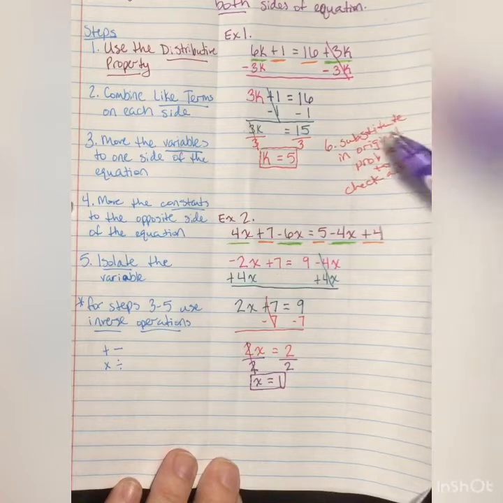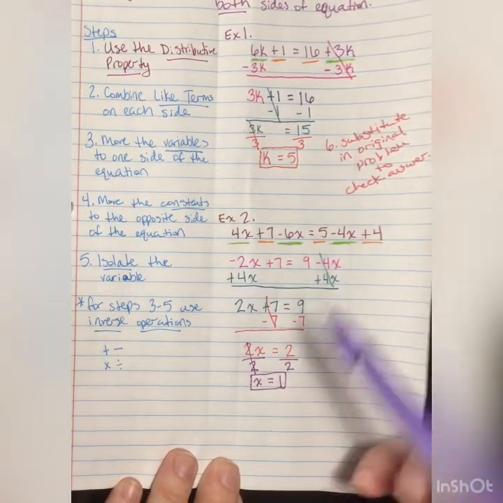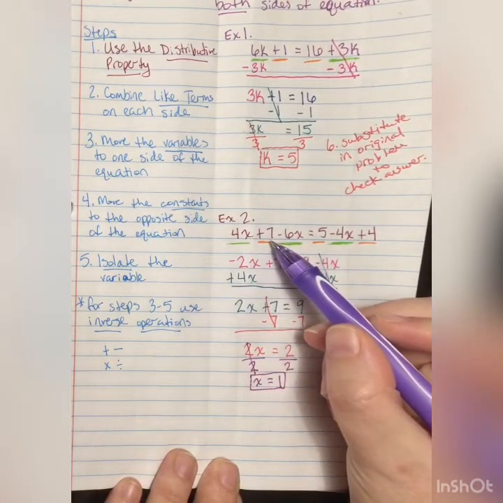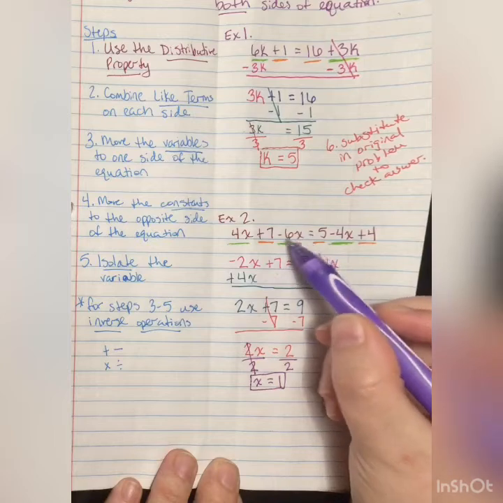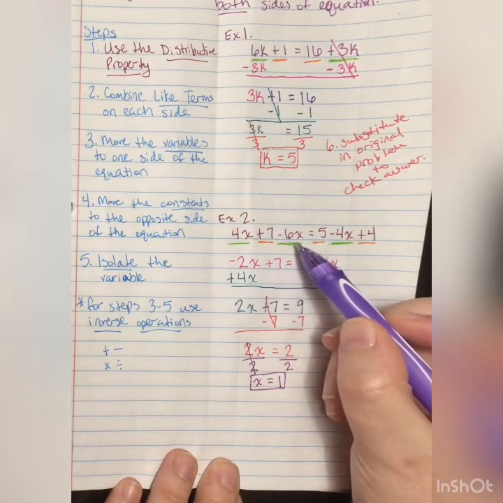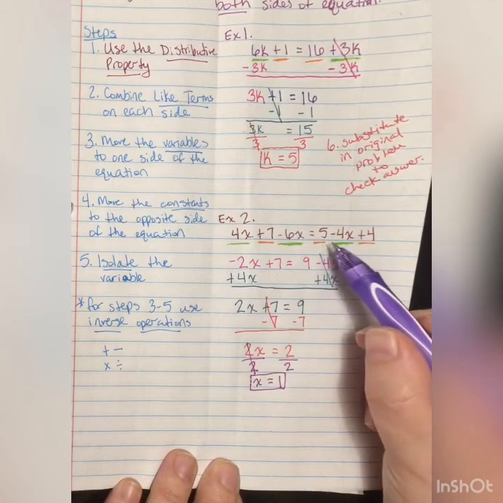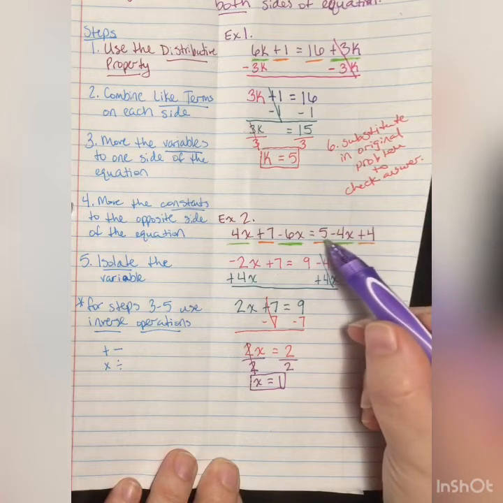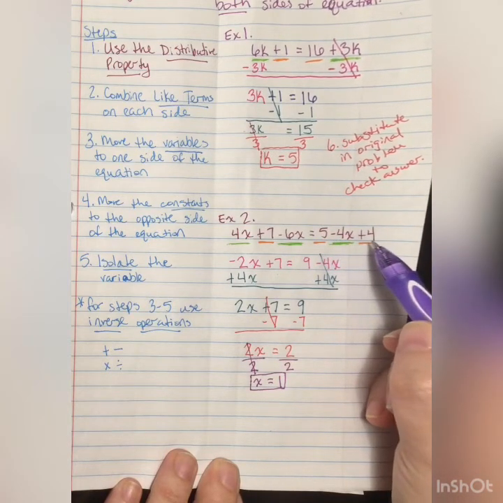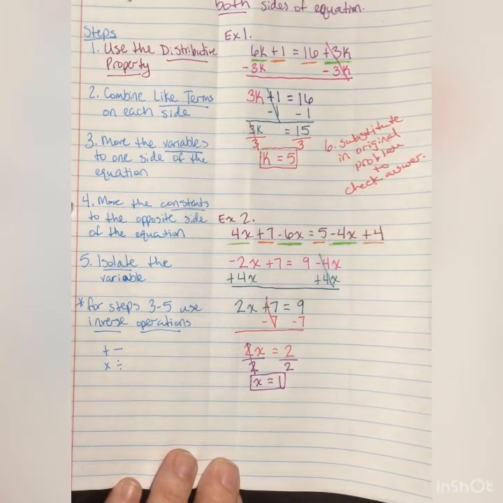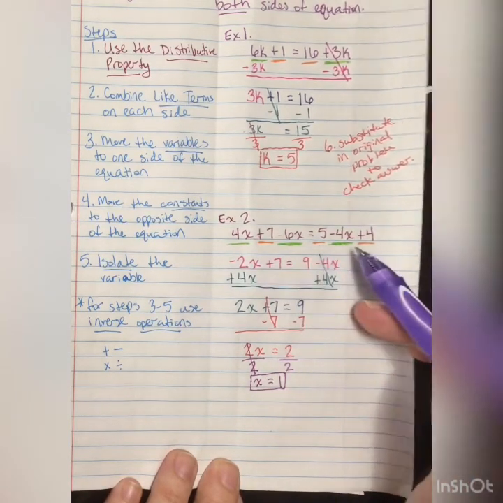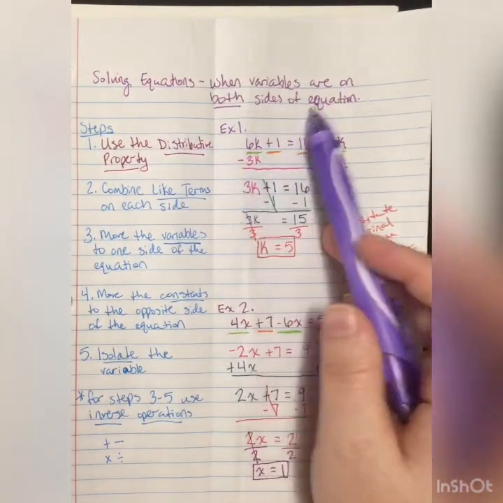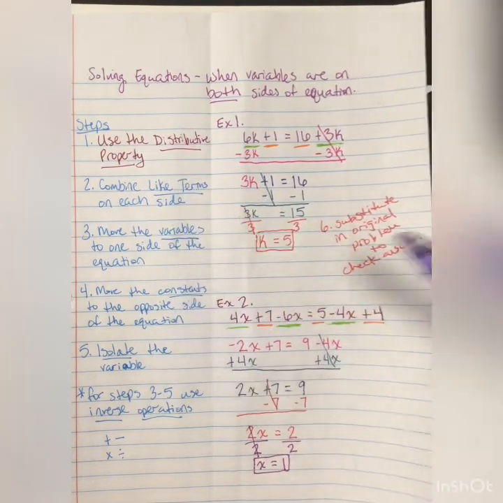Again, how to check that. Step 6, if you wanted to add it to your notes, plug it back in and check. So it's 1, so 4 times 1 is 4, plus 7, that's 11, minus 6 times 1, that's just 6, so 11 minus 6 is what, 5? So on this side we have 5 minus 4x, that's 4 times 1, so 5 minus 4 is 1, plus 4 is, we're back to 5. So it worked. 5 on this side equals 5 on this side. And again, that's solving equations when variables are on both sides of the equation with our 5 to 6 steps.